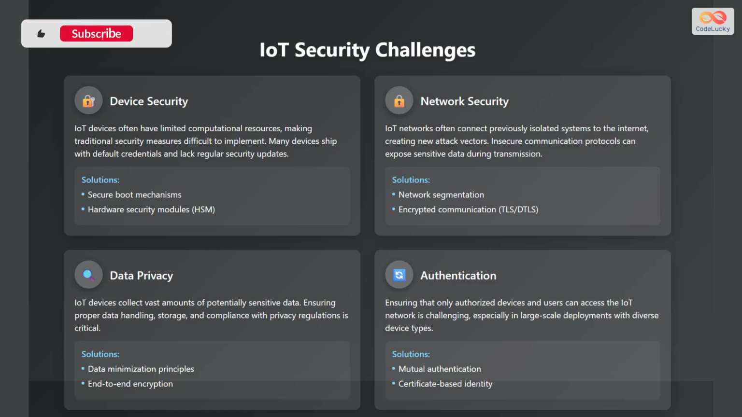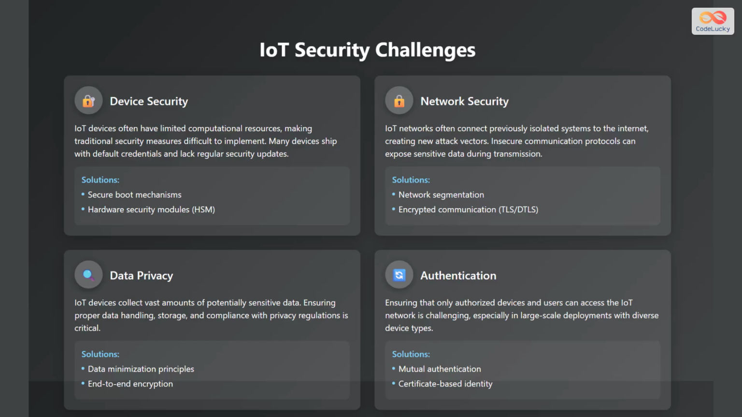Now, let's address some of the key security challenges in Internet of Things networking. First, we have device security. Internet of Things devices often have limited computational resources. This makes it challenging to implement traditional security measures. Also, many devices ship with default credentials and lack regular security updates, making them vulnerable. Some solutions include secure boot mechanisms and hardware security modules.